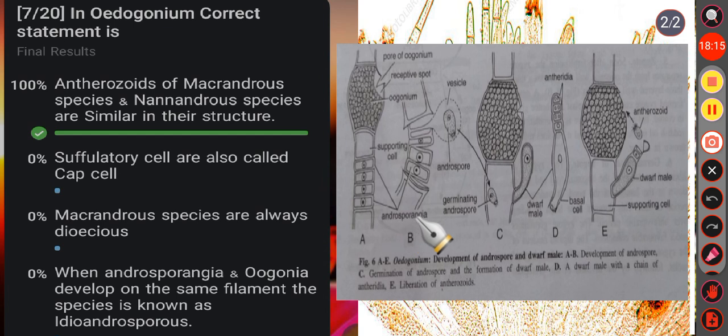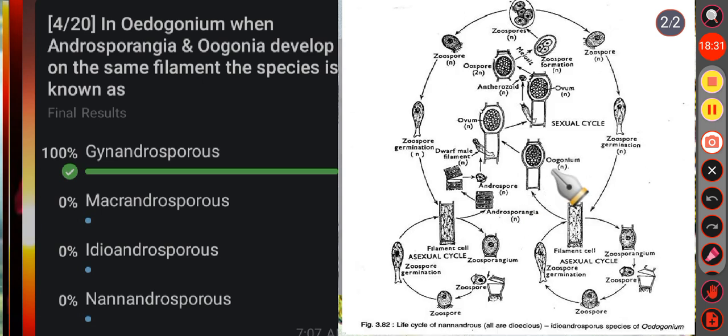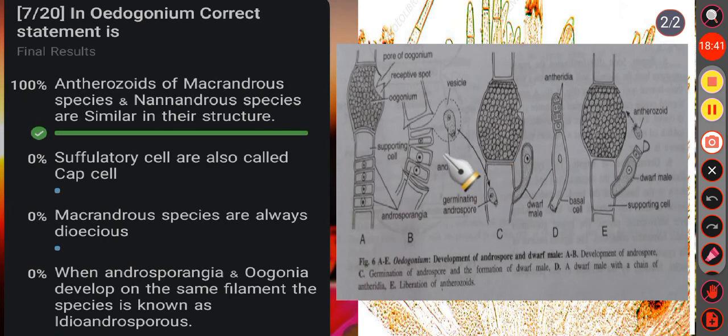Okay. Another important point: in some nanandrous species where androsporangia and oogonia develop on the same filament are called gynandrosporous, and those where the two are born on different filaments are designated as idoandrosporous. Then the androspore, after being liberated from the androsporangium, is attracted chemotactically towards the oogonial mother cell and gets attached to it or any other adjacent cell by its anterior end.